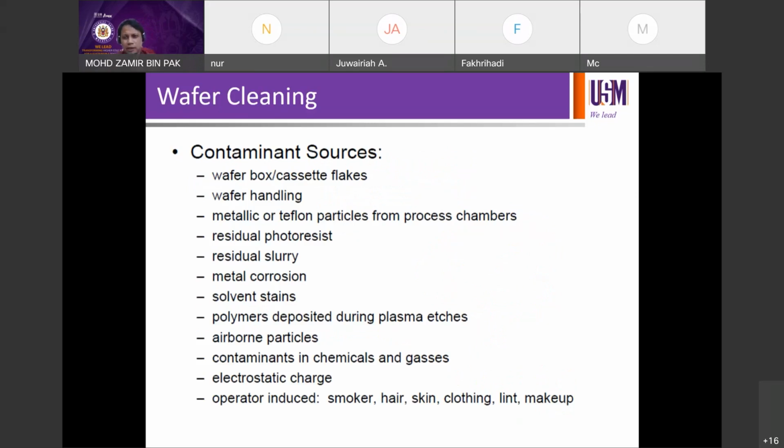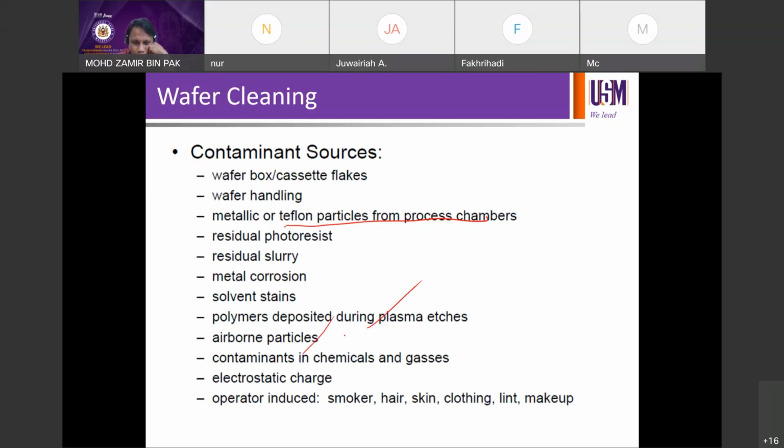So contamination sources, we discussed this briefly during the clean room discussion. Contamination can come from a range of different sources, like the wafer holder itself, the wafer box, wafer handling, Teflon particles from process chambers, from the robot arm, from friction of the robot arm with the materials in the equipment, for example, residual resist, and slurry for the CMP cleaning. The slurry itself can cause scratches, can cause defects, corrosion of metals, right? Solvent stains, polymer deposition, airborne particles.